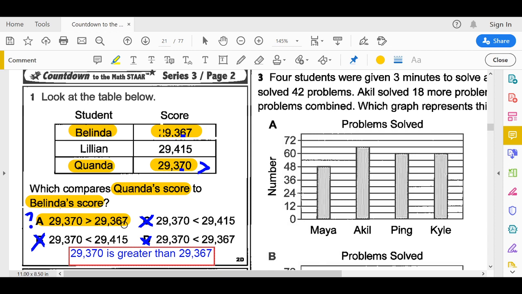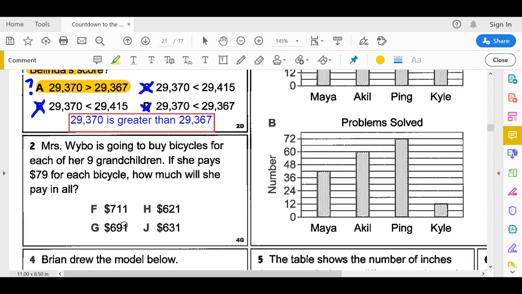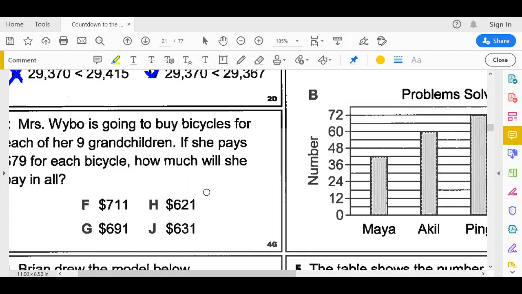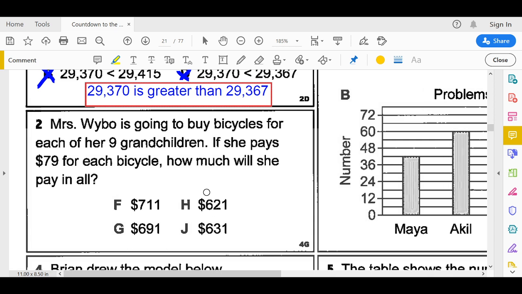Okay, let's go for number 2. Let me just make it a bit bigger for you right here. There you go. Mrs. Whipple is going to buy bicycles for each of her 9 grandchildren. Okay. If she pays $79 for each bicycle, how much she will pay in all?